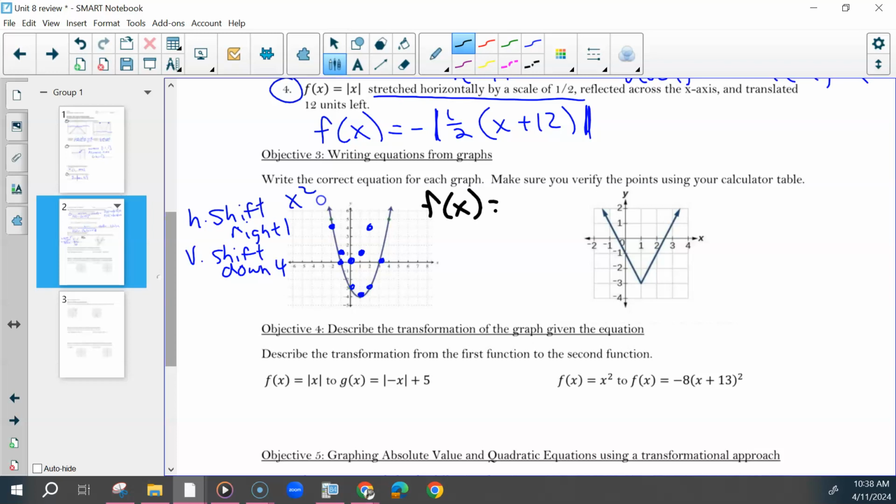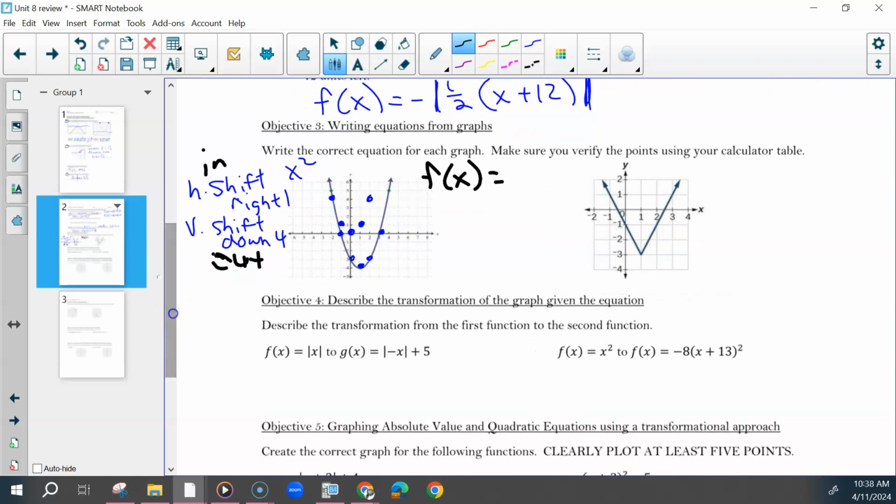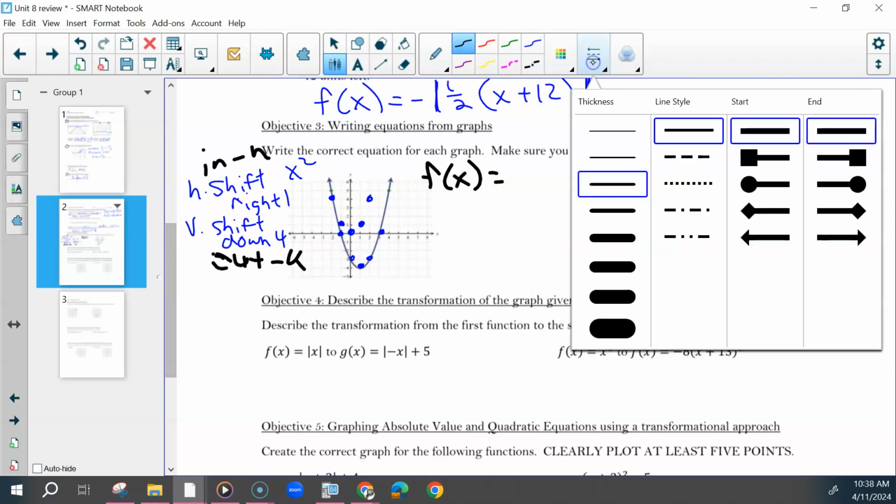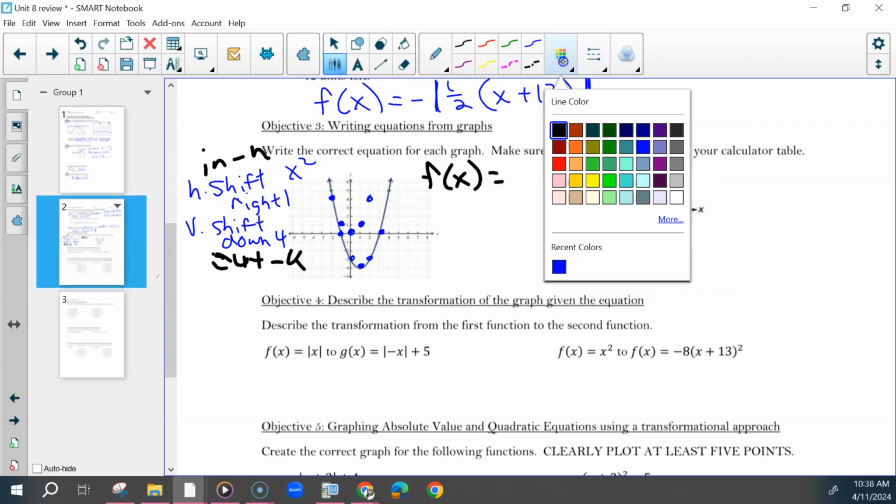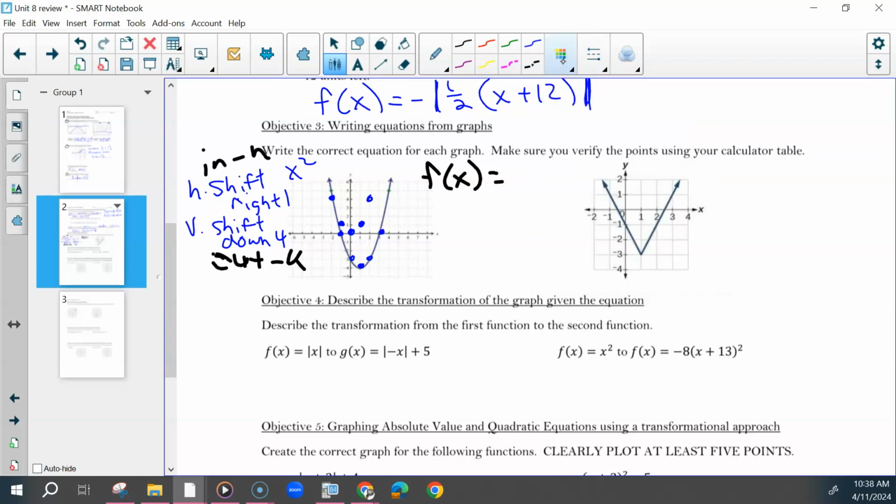Start off f of x equals. Horizontal shift is going to be on the inside. Vertical shift is going to be on the outside. The vertical is going to be your k. The horizontal is going to be your h. Do we have an a value? No, because the distance between the points didn't change. So you can put 1 or you can leave it blank.